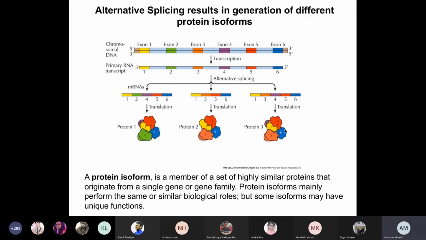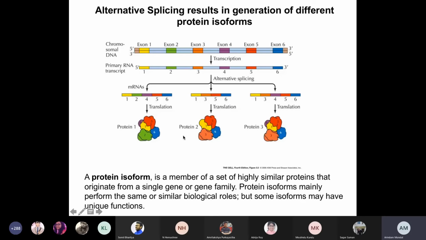Anybody wants to give me an idea? Will there be any relation in terms of the structure and function between these three proteins which get generated through alternative splicing? So basically, these proteins will be different, I think, in functionality. So, no, they will not be completely different, because you see they have common regions.